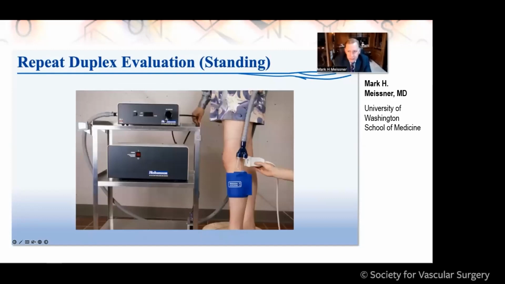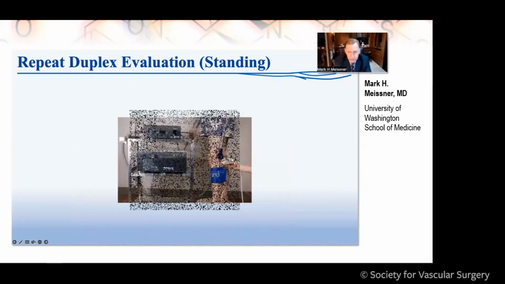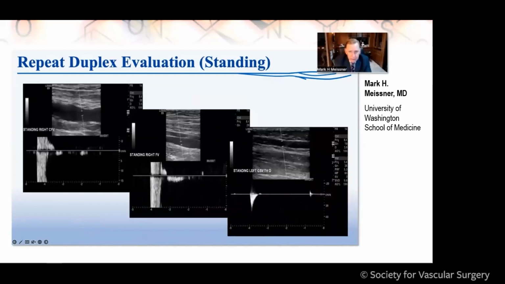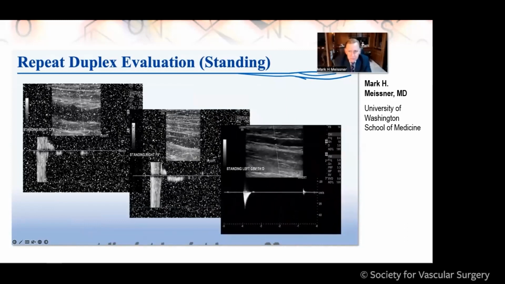We repeated the duplex study in the standing position using a distal cuff deflation method, which in contrast to the outside study demonstrated no reflux in the common femoral vein, the femoral vein, or the great saphenous vein. So what went wrong here?